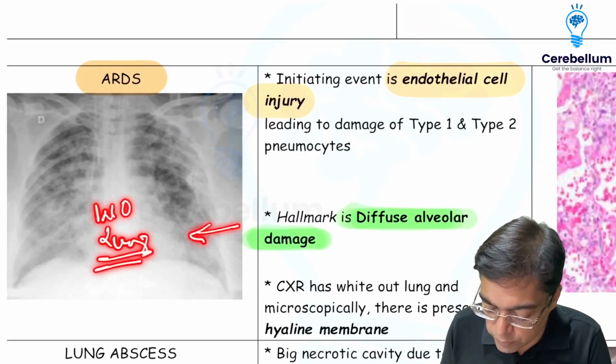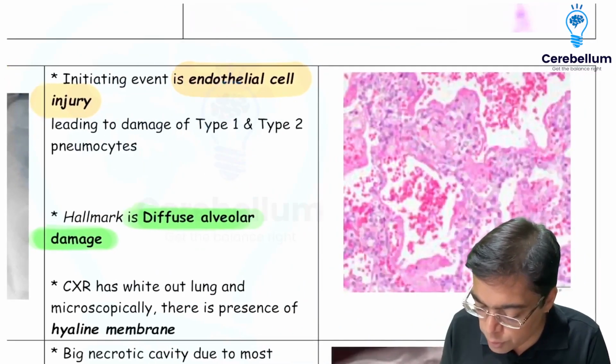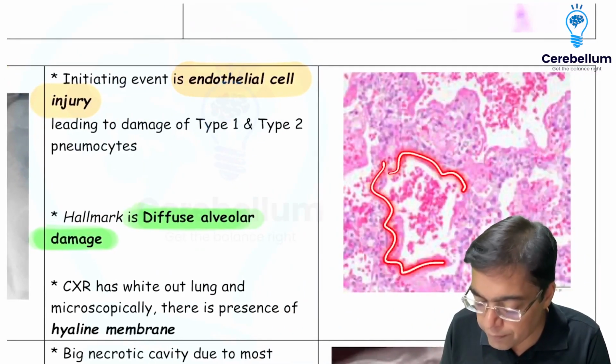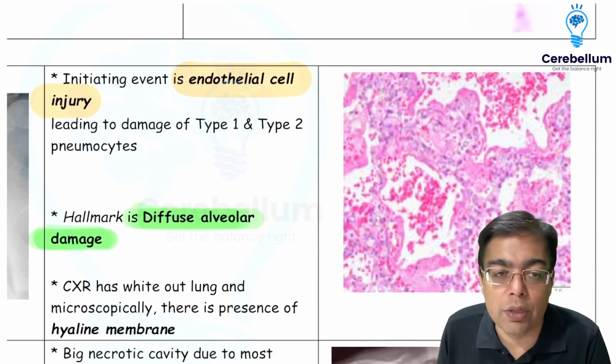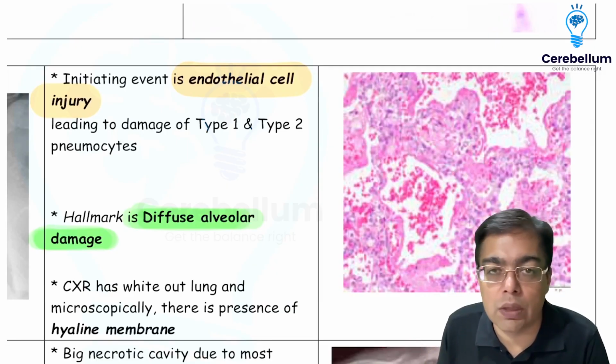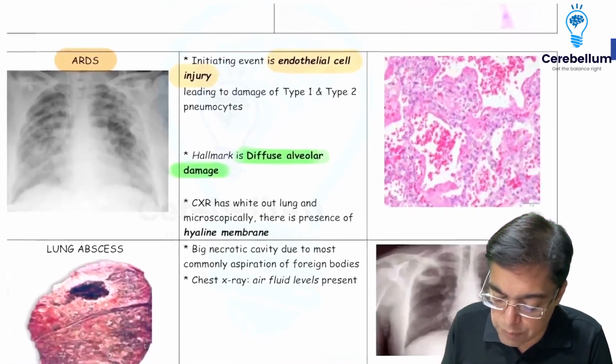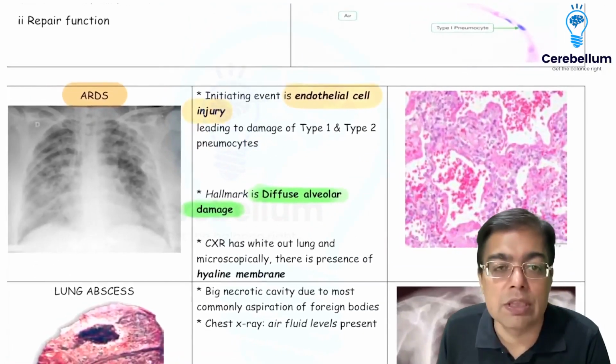And microscopically, they are going to show you the presence of a hyaline membrane. So that is something that we unfortunately have seen big time in the context of COVID pneumonia as well, that the patients were refractory to oxygen therapy. Therefore, oxygen was supposed to be given to them with a high pressure. That was the PEEP way of giving them the oxygen supplementation.